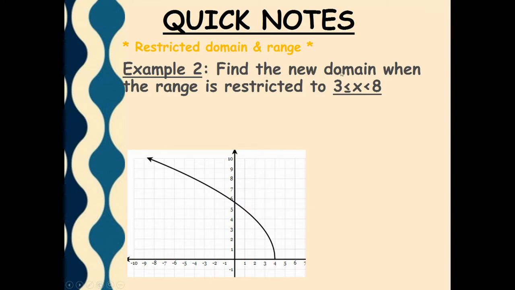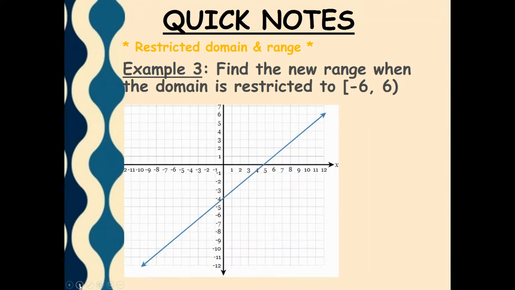This one says find the new domain when the range is restricted. Let's skip that one because I only have 5 minutes. Find the new range when the domain is restricted to [-6, 6).